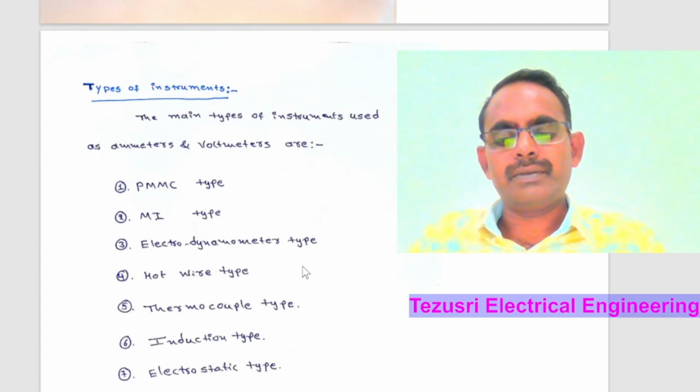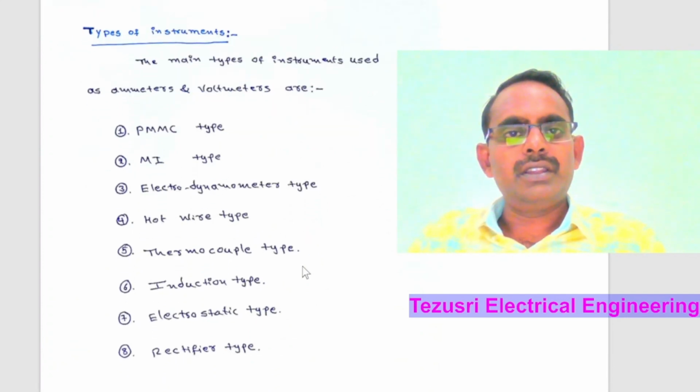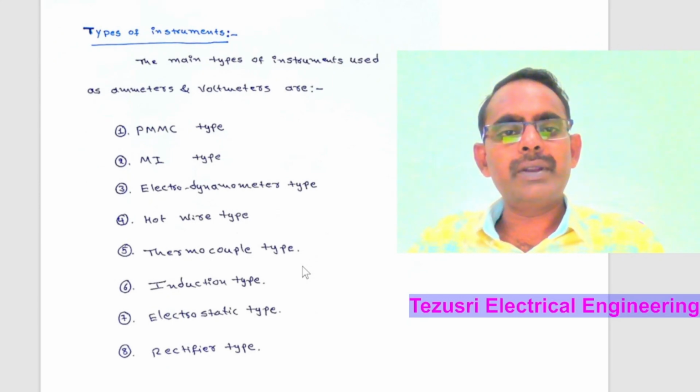Types of instruments. The main types of instrument used as ammeters and voltmeters are PMMC type, MI type, electrodynamometer type, hot wire, thermocouple, induction type, electrostatic type, and rectifier type. We have to learn these one by one.